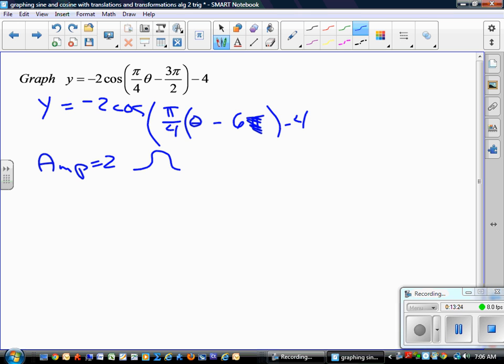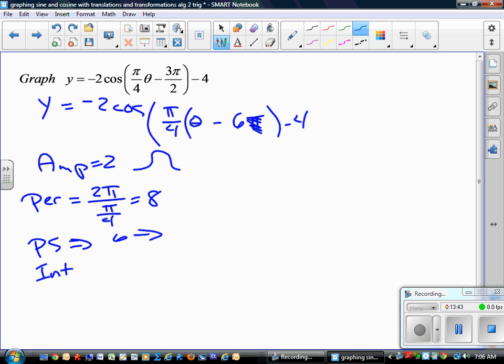All right. I have a period equal to 2 pi over pi over 4, or 8. I have a phase shift of 6 moving to the right. I have intervals of 8 over 4, which is equal to 2. And then I have a vertical translation of 4 down. All right, so let's go ahead and start plotting all that.